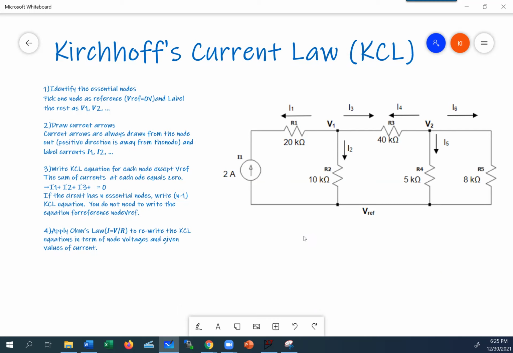And then you say, okay, when I've done that, here's the circuit. First thing I need to do is identify all the essential nodes. So what is an essential node?